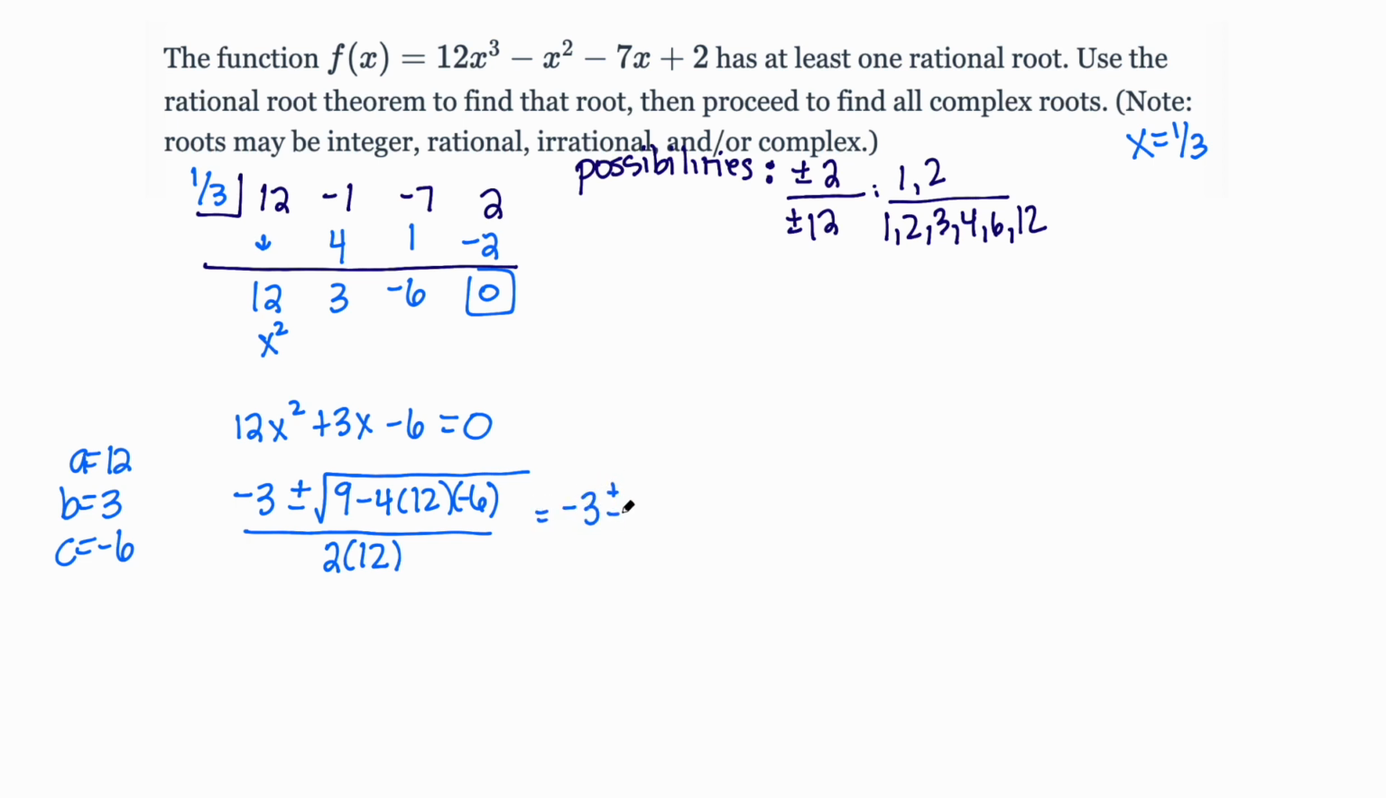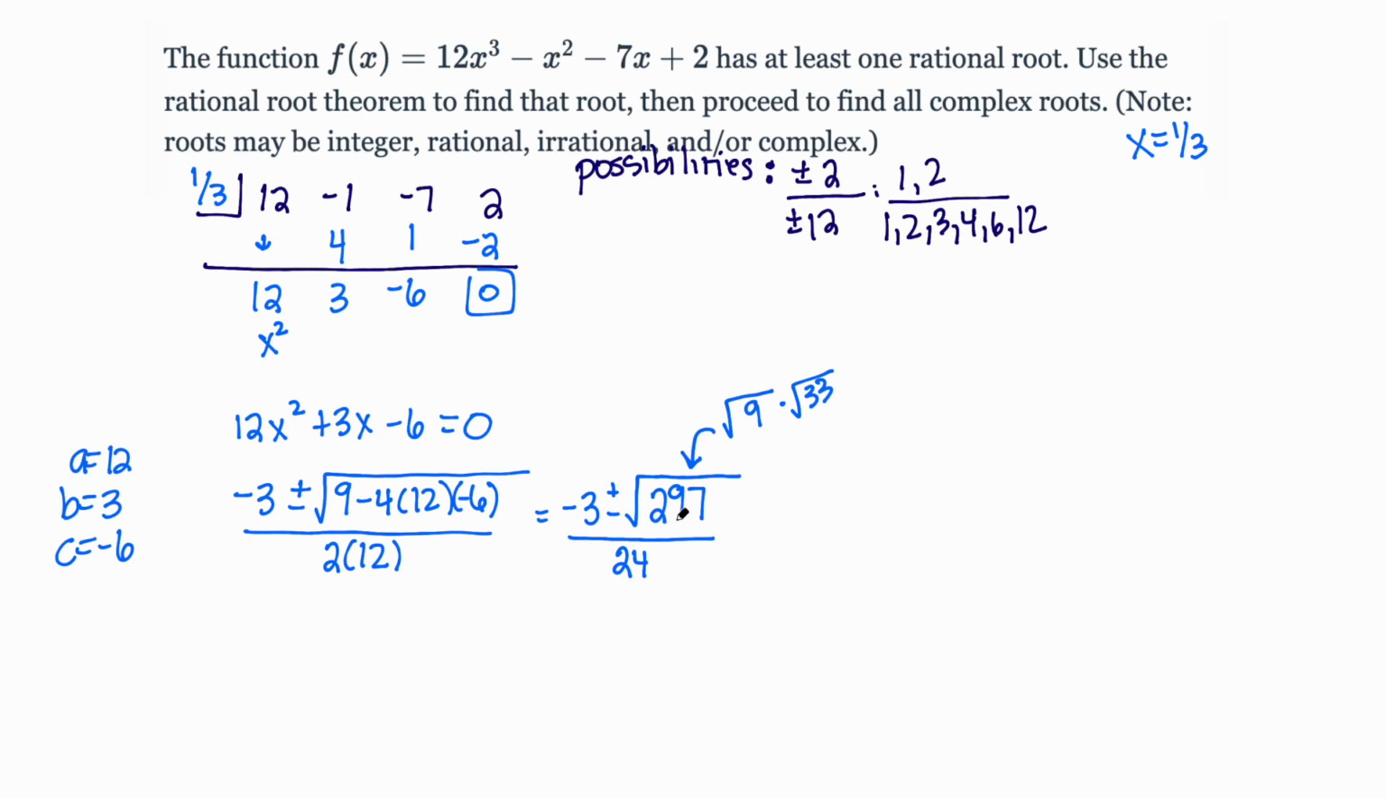So I get negative 3 plus or minus the square root of 9 minus 4 times 12 times negative 6, which is positive 297, all over 24. At this point, I need to check and see, is there a perfect square that goes into the square root? And it actually does. Square root of 9 times square root of 33.